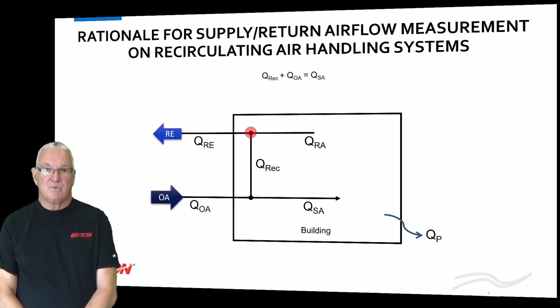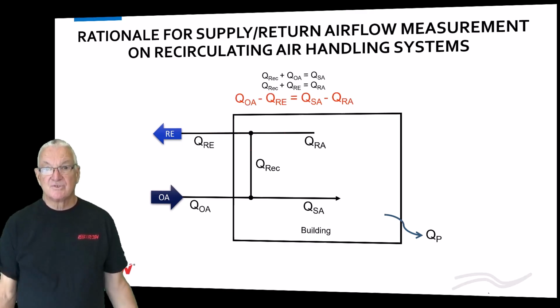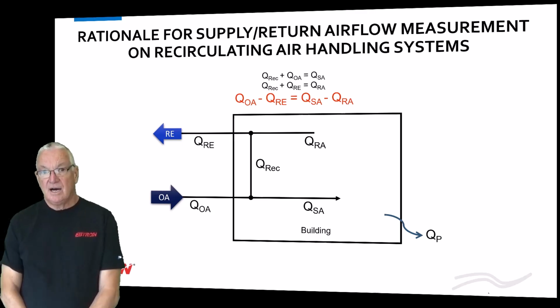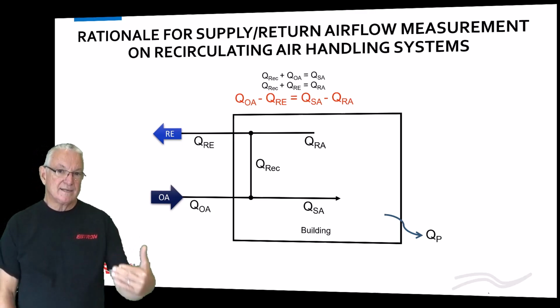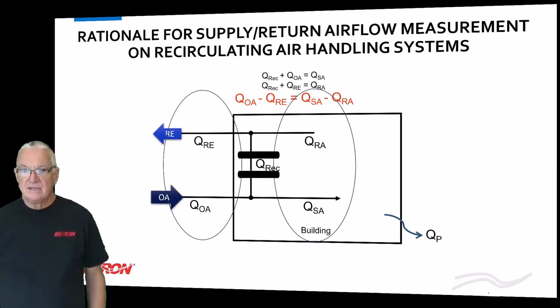And now I look at this point here and I can say, hey, the return airflow rate is equal to the recirculation airflow rate plus the relief airflow rate. I have two equations, okay? I subtract those two equations, I still have an equation. So outside air minus relief air, which is what you want, is also equal to supply minus return air, okay? So they're equal, and that's great.